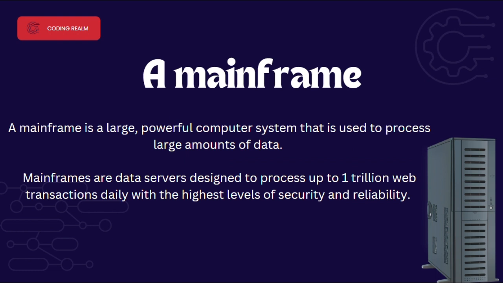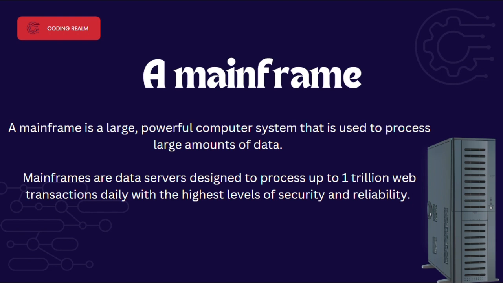Now, what is a mainframe? A mainframe is a large, powerful computer system that is used to process large amounts of data. A mainframe is a data server designed to process up to 1 trillion web transactions daily with a high level of security. The mainframe is a high performance computer with a large amount of memory and data processors that process billions of simple calculations and transactions in real time. These CPUs can execute billions of instructions per second.